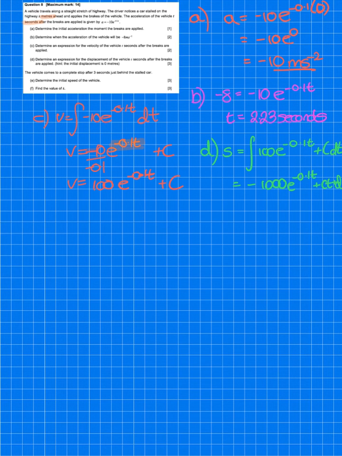So we get that. Now what we're told in this question in part D is that the initial displacement is 0 meters.